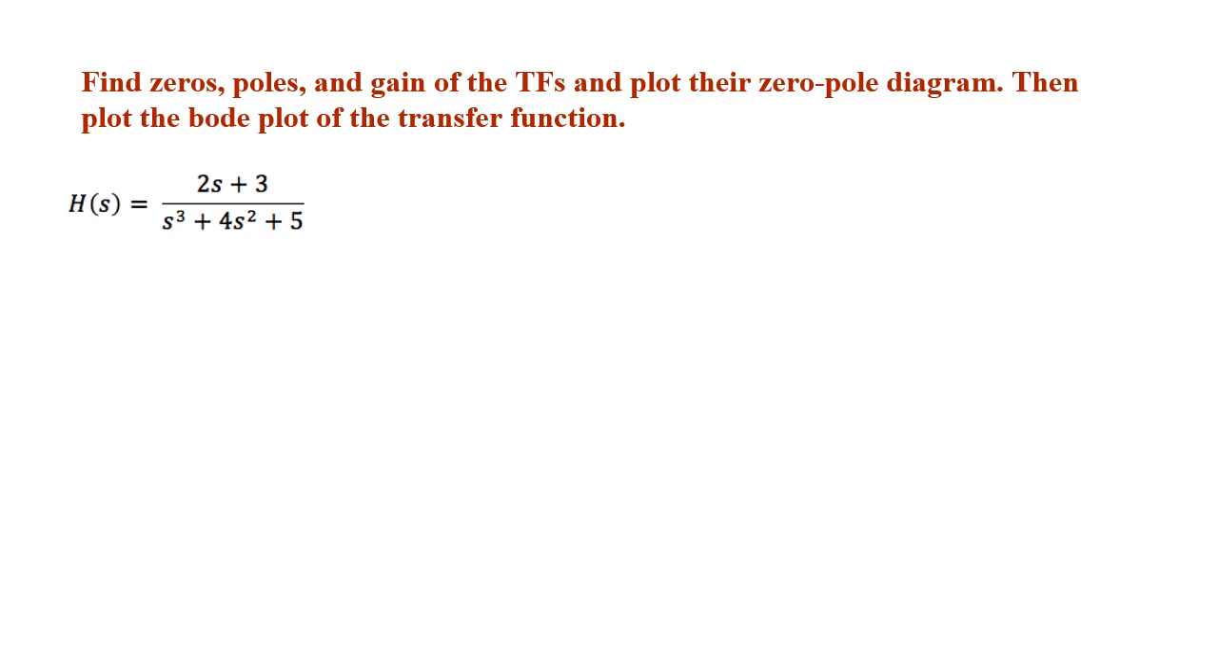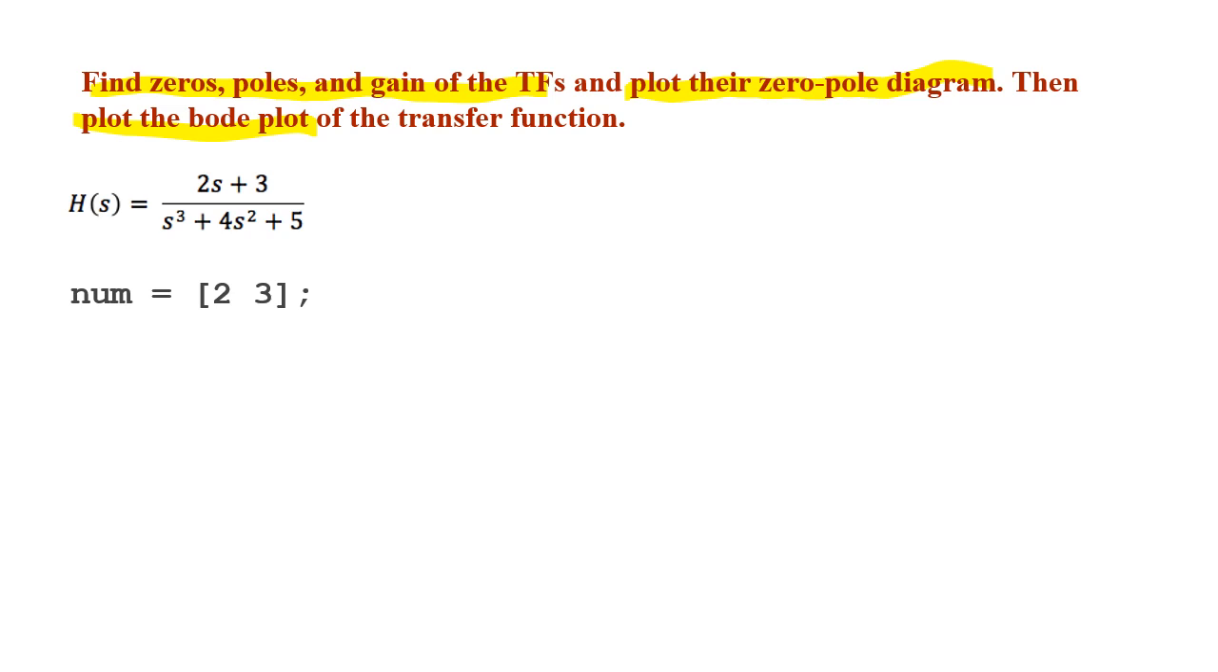Now we're going to move on to a new example in which we're required to find the zeros, poles, and gain of a transfer function. And we're also required to plot the zero-pole diagram and then to plot the Bode plot of the transfer function. So there are actually 3 parts to this question, but for all of them it is important that we first create the numerator array, so an array for the coefficients of the numerator. For this example it's going to be 2 and 3, so these are the coefficients of the numerator. For the denominator it's going to be 1, 4, 0, 5.